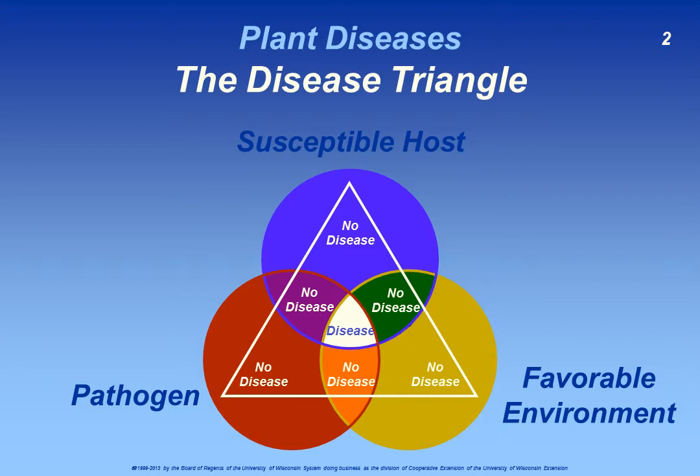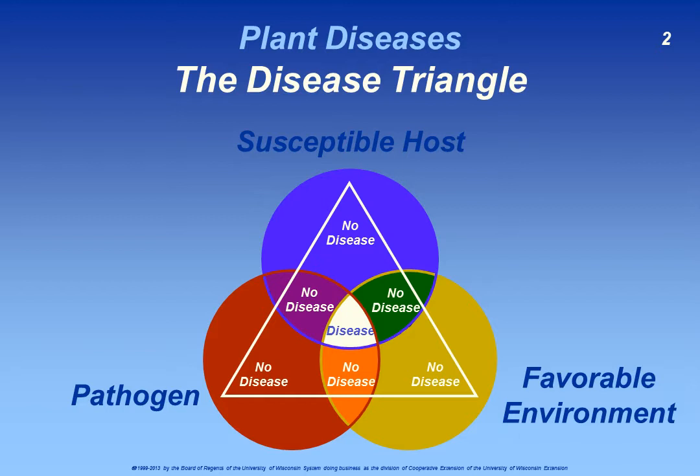So it's really this interaction between these three components, the susceptible host, the pathogen, and the favorable environment, which leads to what we call disease. And what we're really looking at when we see disease is some sort of abnormality in the plant. And we're going to talk a lot about what we call symptoms, and these are basically abnormalities that can be caused by different types of diseases.